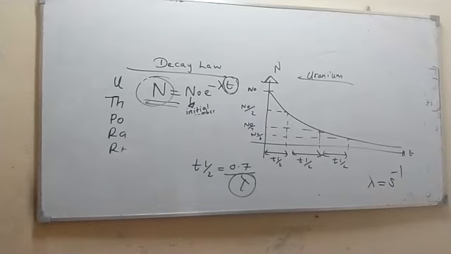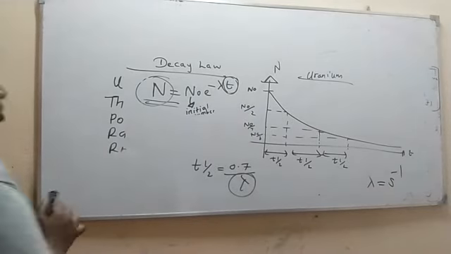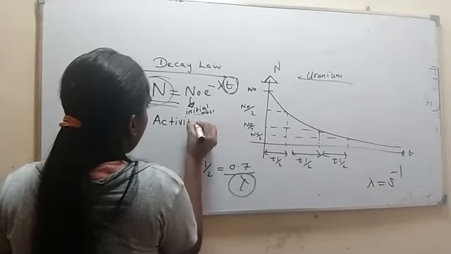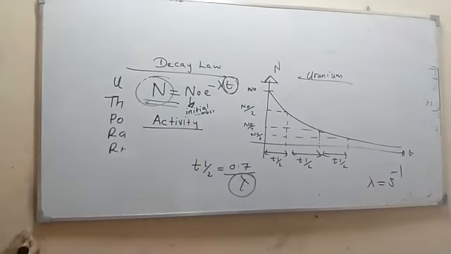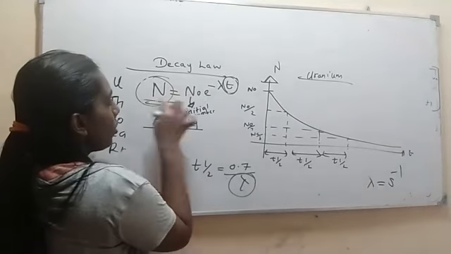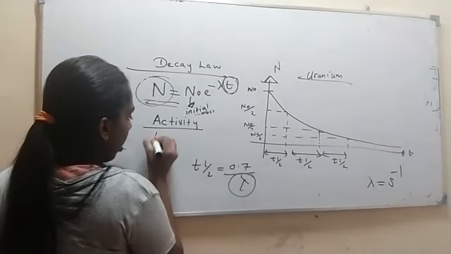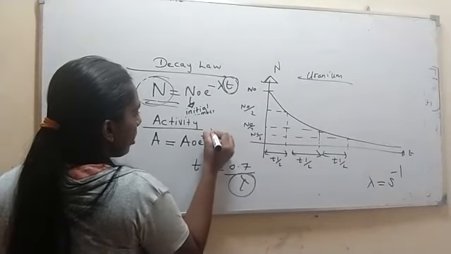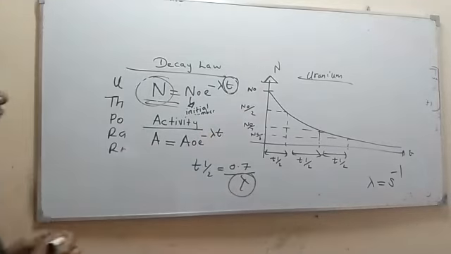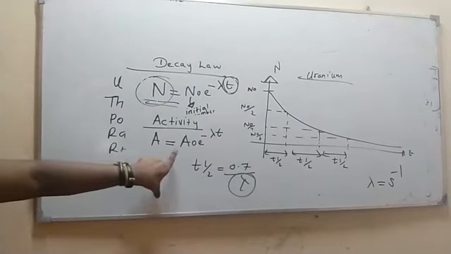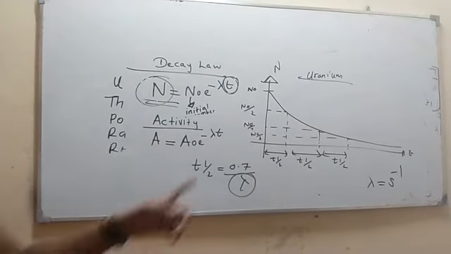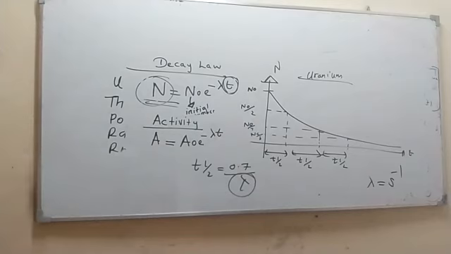Half-life means it is decreasing, so that we call this. Then there's another equation we call activity. Activity is similar to N is equal to N naught into e to the power minus lambda t. There's an equation: A is equal to A naught into e to the power minus lambda t. Similar to this equation, A naught we call the initial activity. This is the activity at a particular time. This t can change to t is 4 days or something like that.